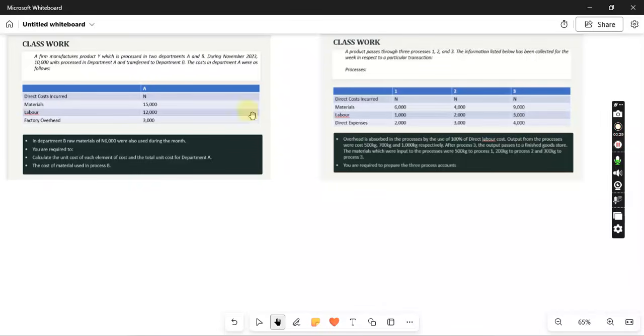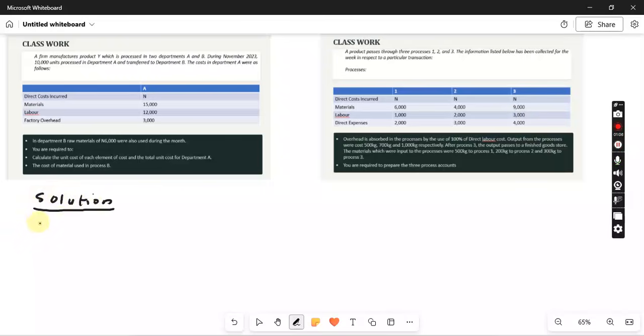We have direct cost. We have the breakdown of the cost, material, labor, and factory overhead, and we have the total cost here. In department B, raw materials of 6,000 naira were also used during the month, meaning additional cost that was incurred in department B for the next process. Now you are required to calculate the unit cost of each element of cost and total unit cost for department A. So let us look at the solution to the first question. Solution.